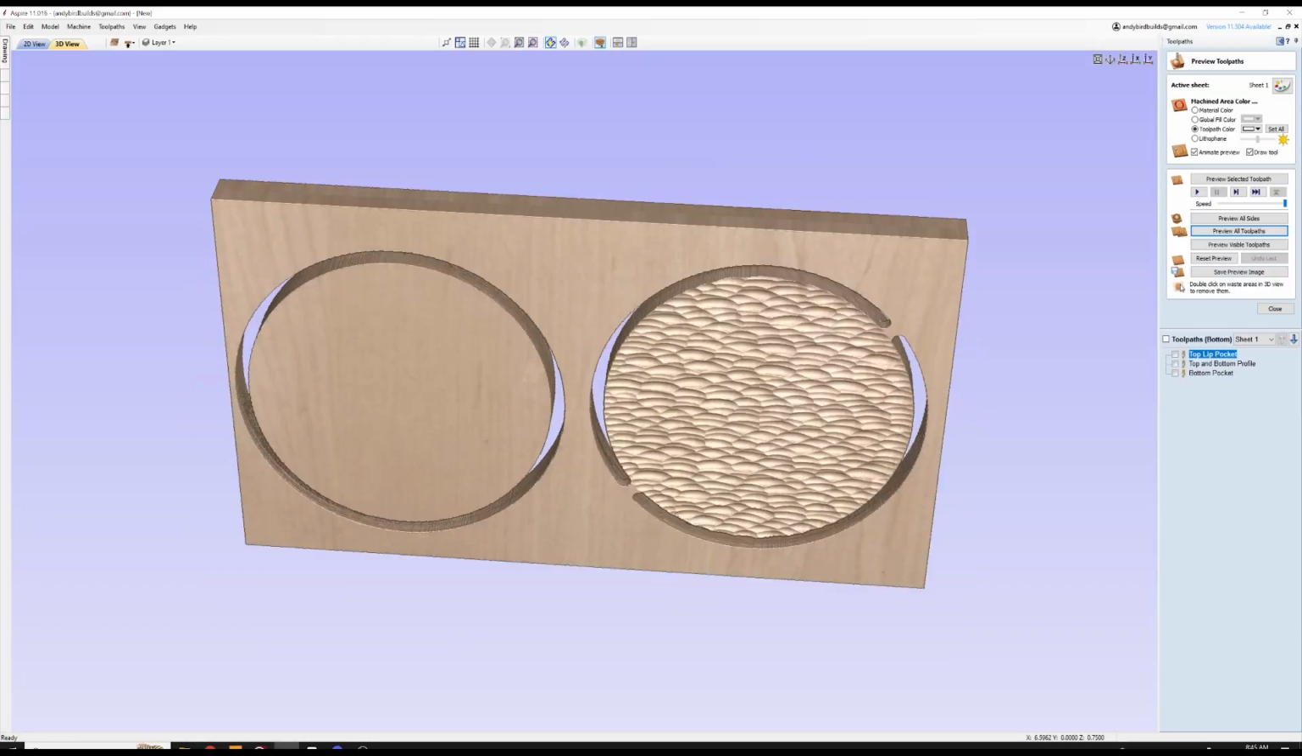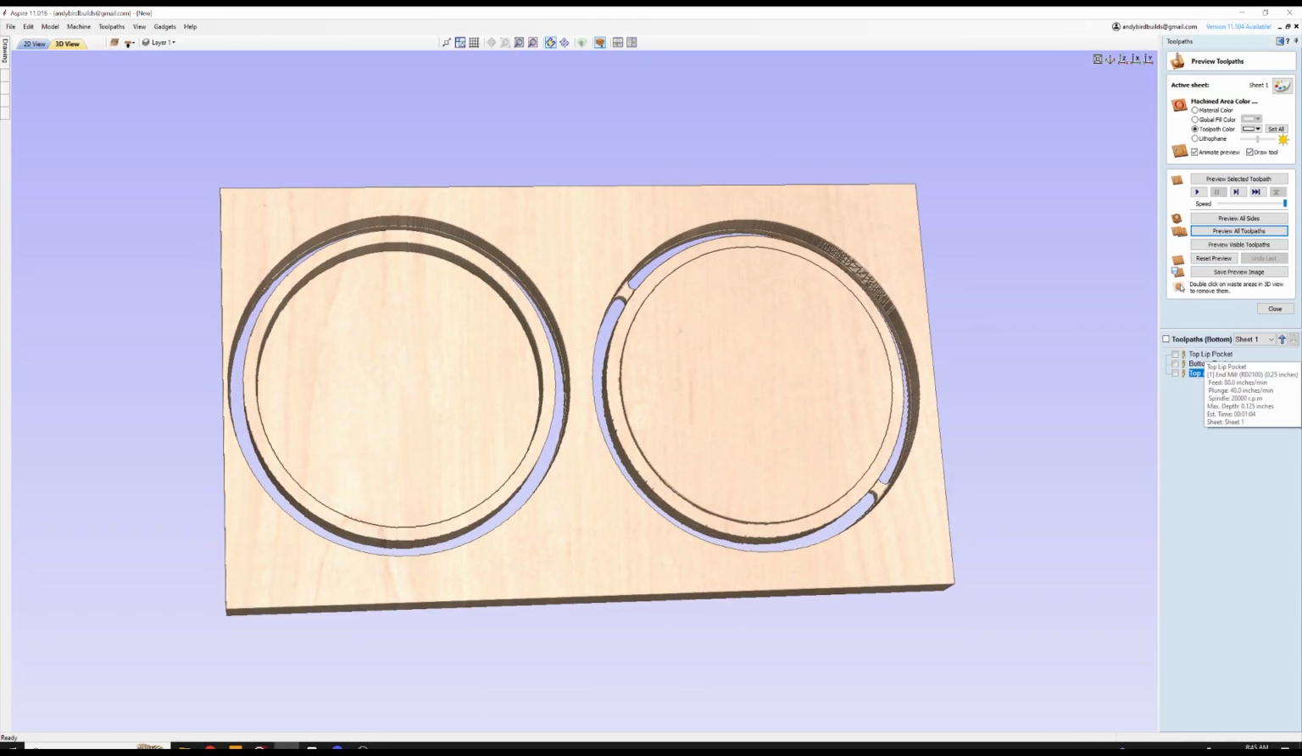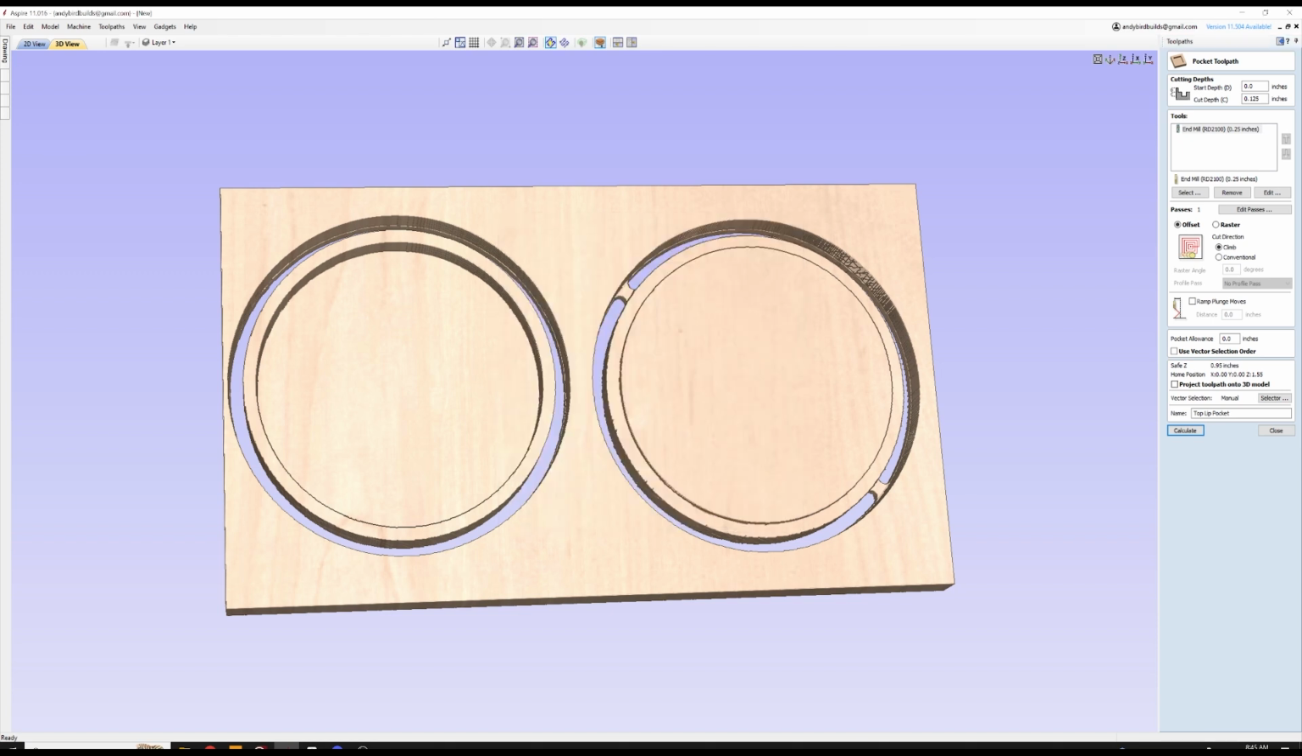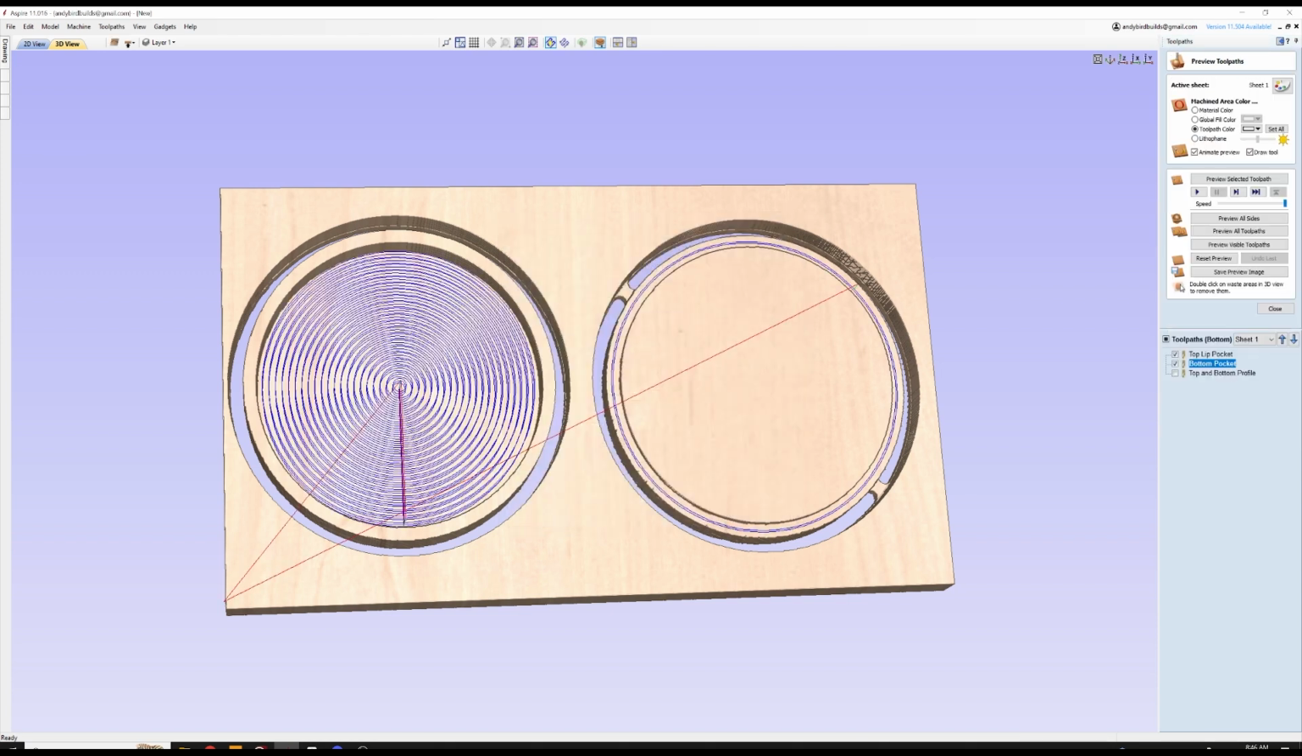I designed both of these projects in my Vectric software. If you didn't see the process of how I made these, there'll be a link at the end of this video that will take you directly there.